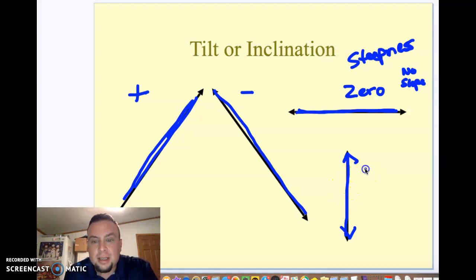So this is called undefined. So I like to say, you can't define how steep that is. You can't tell me how steep that is. That's way too steep, right? So we got an undefined slope. So we got a 0 slope.